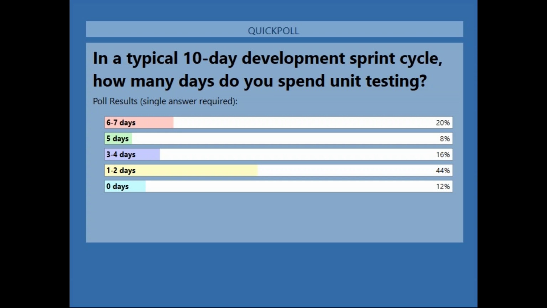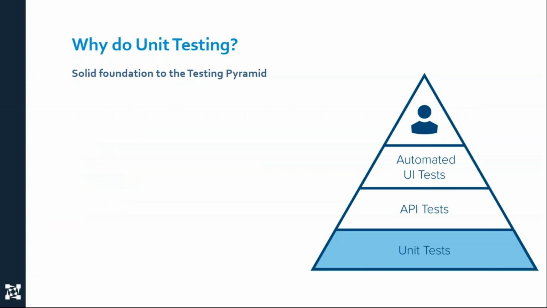The other interesting one is the 6 to 7 days. So that's actually a really interesting number to show. I'm hoping that when we talk about code coverage, that you guys who are in the 6 to 7 days are reporting a very high level of coverage. So let's talk about some of the challenges, and let's talk about some of the things that we can actually help you with.